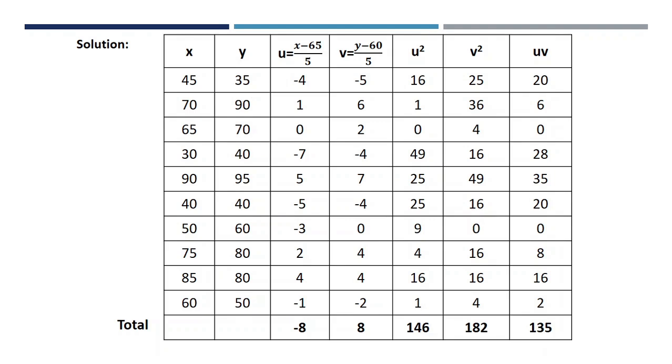Here I am using another method, like the step deviation method we have studied for the arithmetic mean and for the standard deviation. Correlation coefficient is independent of the change of origin and the scale. So I can use the step deviation method here. So taking u as (x minus 65) divided by 5. So 45 minus 65 is minus 20, divided by 5 is minus 4.